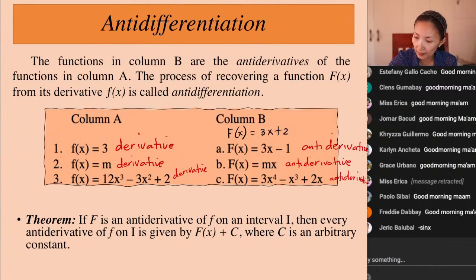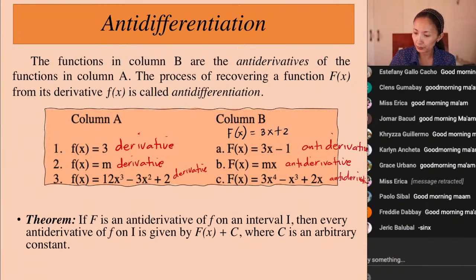Because the functions, let me use a capital letter to be consistent with column B, F(x) equal to 3x plus 2, 3x minus 1, 3x minus 10, 3x minus 5, 3x plus 100 will all yield the same derivative, and that is f'(x) equal to 3. So that's the essence, the importance of the arbitrary constant c. So whenever you integrate, or look for a general function whose derivative is given, we always include the arbitrary constant c.